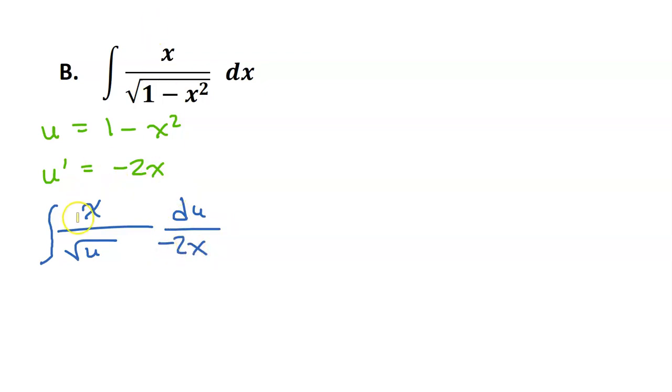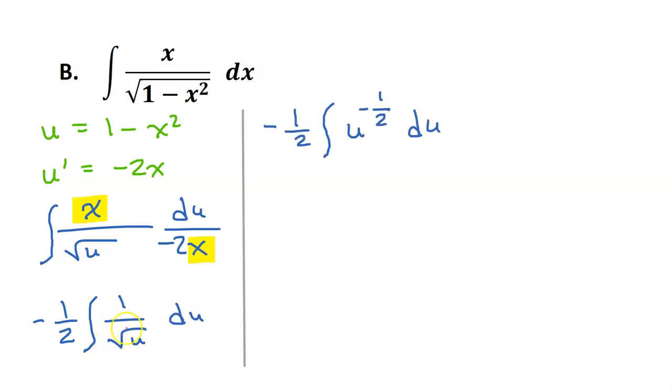Notice that we have an x in the numerator and an x in the denominator. These will cancel each other out. This negative 2 in the denominator will become a negative 1/2 out in the front of the integral. So now I have 1 over the square root of u du. 1 over the square root of u is the same as u to the negative 1/2 power. I'm rewriting it this way to make it easier to do the power rule of integration.